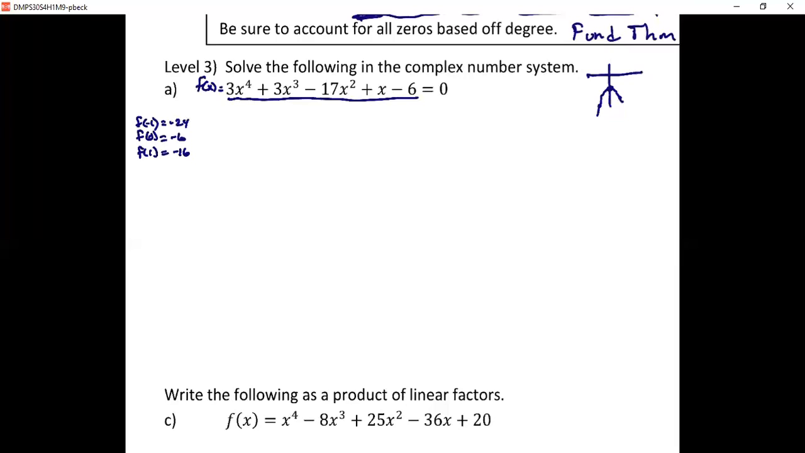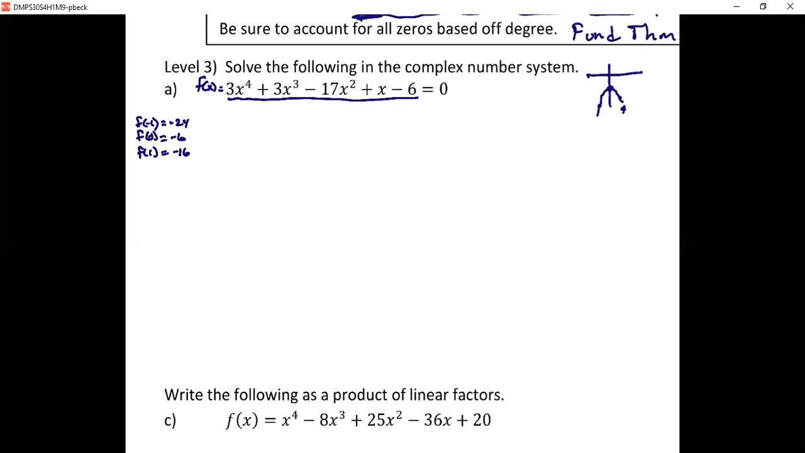Now, which side should I check? I would naturally check on the positive side just because this is a little bit smaller. Does that mean it's going to work? No, it doesn't, but it's still a reasonable guess. And more importantly, this is where Descartes' rule of signs actually could help us. Again, not something tested, but I do want to stress the importance of it.